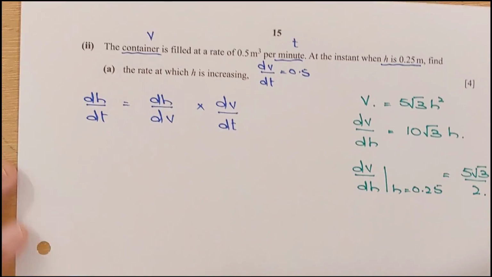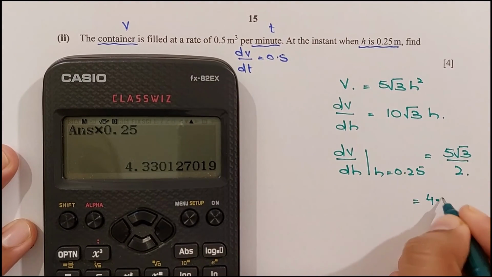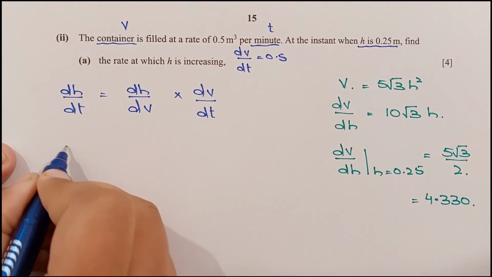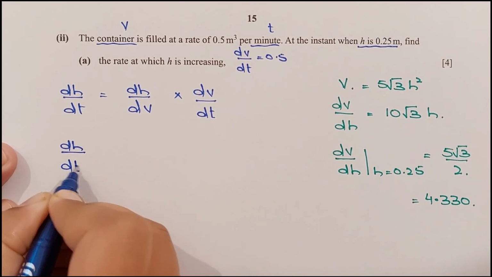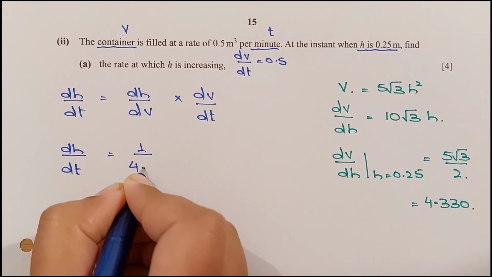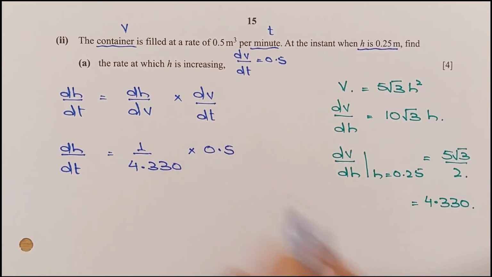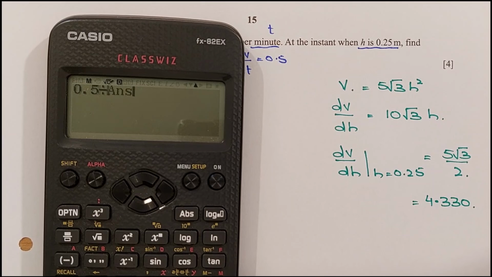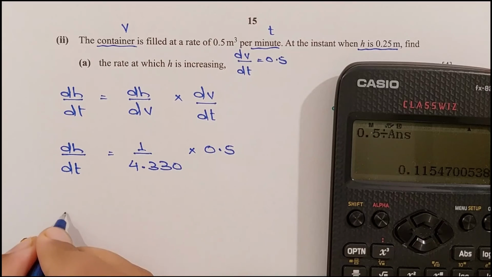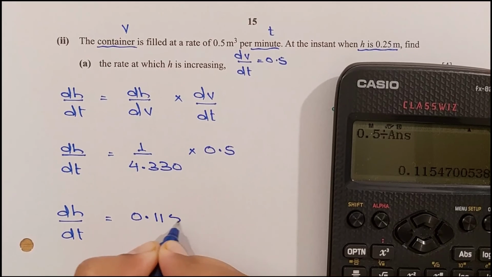Or if I convert it into decimal, this is 4.330. Now let me substitute the value over here. So dh over dt is dh over dV. This is dV by dh, so we have to take the reciprocal. This is 1 over 4.330 times the derivative of V with respect to t, 0.5. So 0.5 divided by the answer equals 0.1155. So dh over dt, the rate at which h is increasing, is 0.1155.